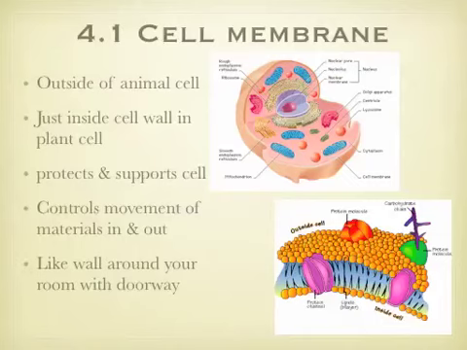4.1, cell membrane. The cell membrane is on the outside of an animal cell. It's just inside the cell wall in a plant cell. The purpose of the cell membrane is to protect and support the cell. It also controls movement of materials in and out of the cell, such as oxygen, water, glucose, and proteins. A good way to think of the cell membrane is it's like a wall around your bedroom, only this wall has doorways that let certain things in and out.